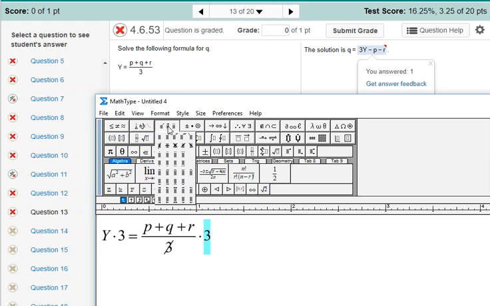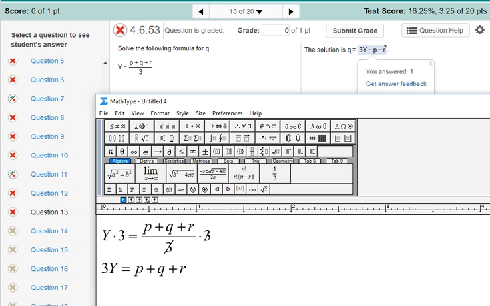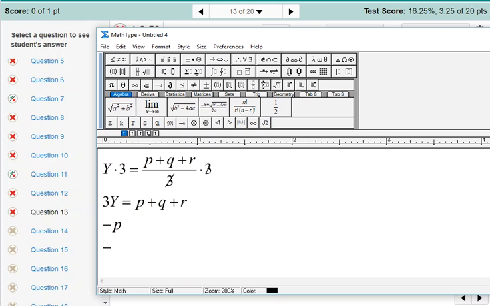My denominators are going to cancel, and we're going to be left then with Y times 3, which is 3Y, equals p plus q plus r. Okay. Next, I want q by itself. Only thing that's going on is it's being added to p and added to r, so I should be able to subtract p and subtract r from both sides.